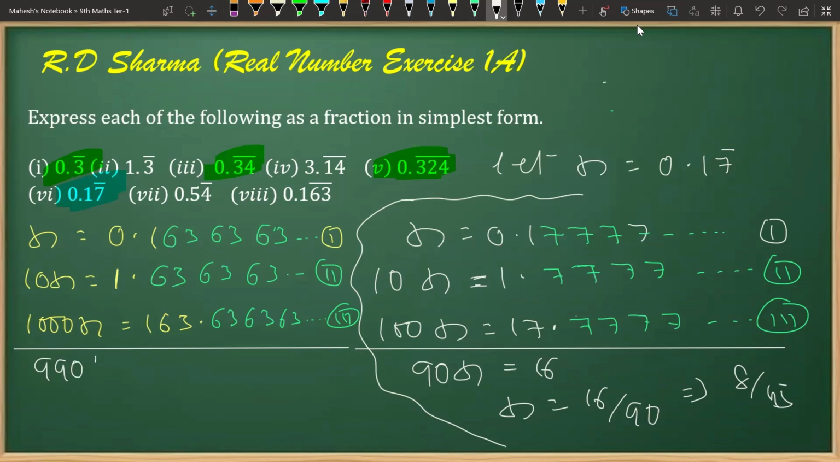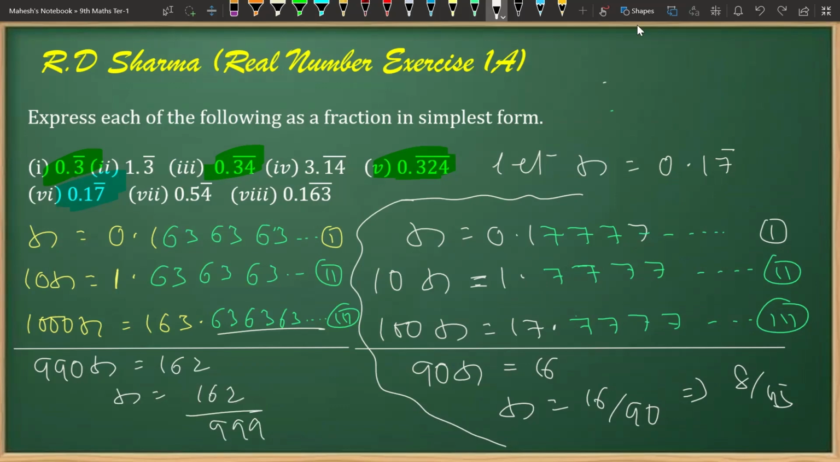990x is equal to, and this is 162, right? Because 163 minus 1 is 162, and the decimal part will vanish. So now we have x is equal to 162 divided by 990.